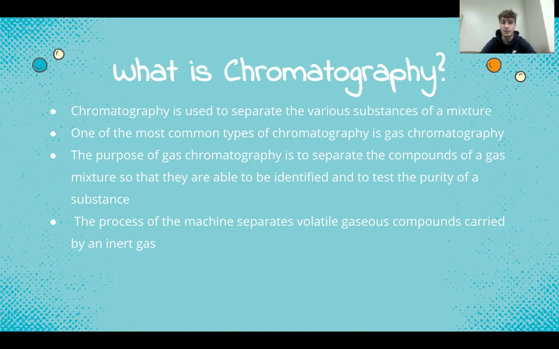The purpose of gas chromatography, or GC, is to separate the compounds of a gas mixture, so that each element of the mixture is able to be identified, and the purity of it is able to be tested, and how much of that specific element or substance there is. The process of the machine, the chromatograph, hard to say that word, it separates the volatile gaseous compounds that are carried by an inert gas.